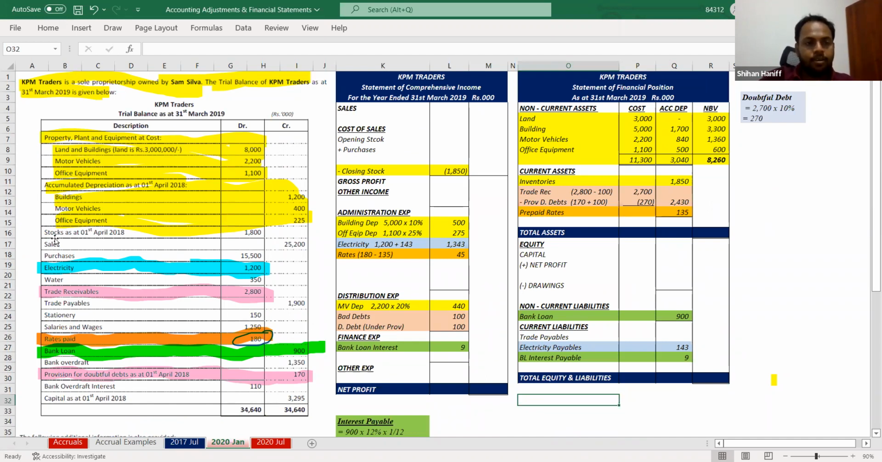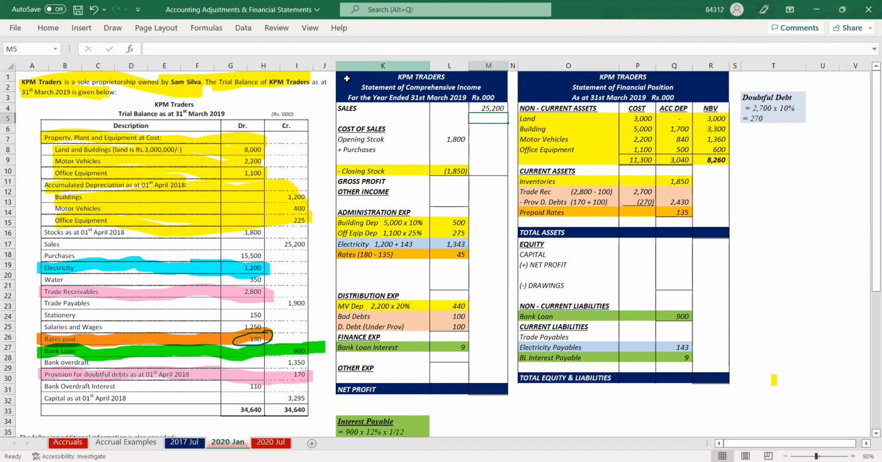Now record the remaining balances. Opening stock is 1,800. Sales 25,200. Okay, I'll give you some time. Complete the question. If you all have any doubts, you can ask now. Others can complete, calculate the net profit and the total assets and liabilities.